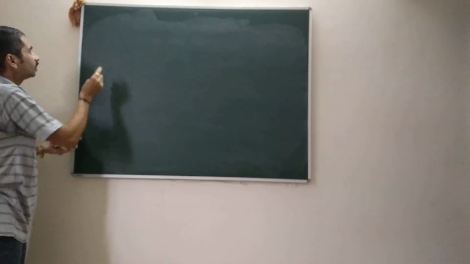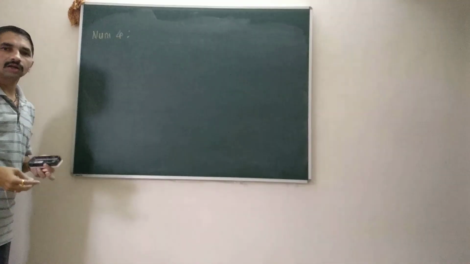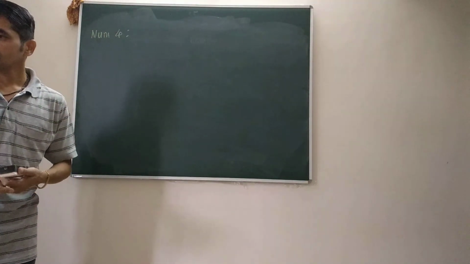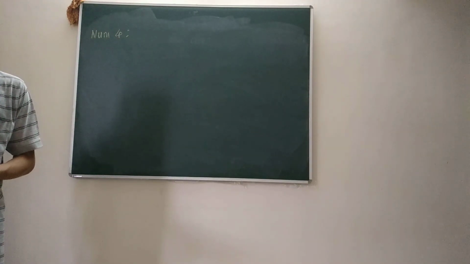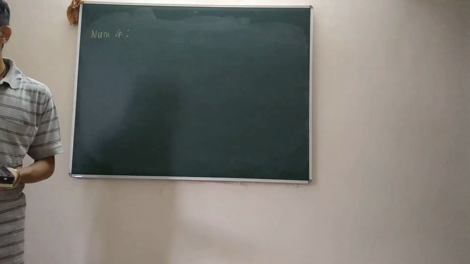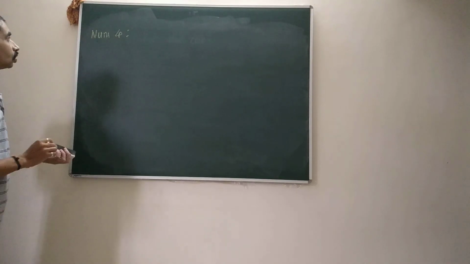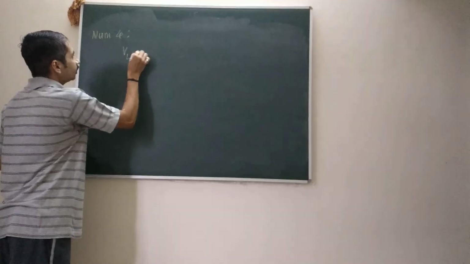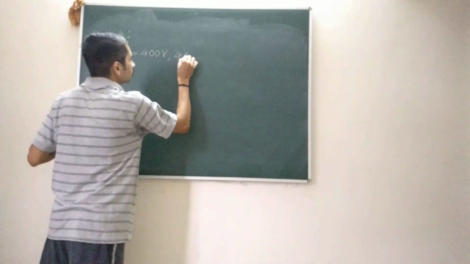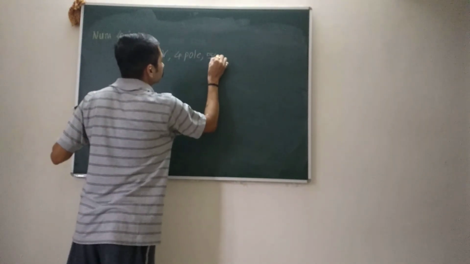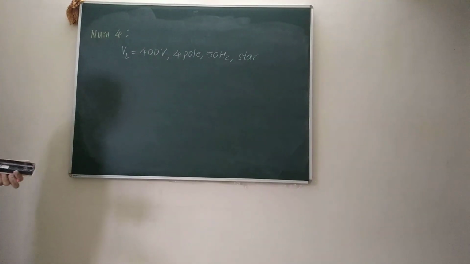In the next numerical, I think it is the fourth numerical that we are going to solve based upon this concept. I will just read once again the text of the numerical and the given information. It is a 3-phase 400 volt 50 Hz 4-pole induction motor with star connected stator winding. So the line value of the voltage is 400 volt. It is a 4-pole 50 Hz star connected induction motor.